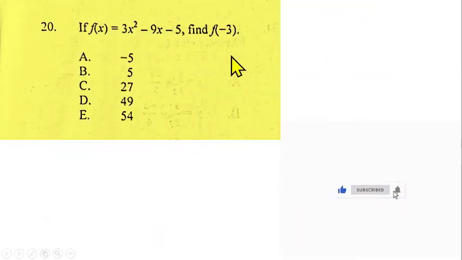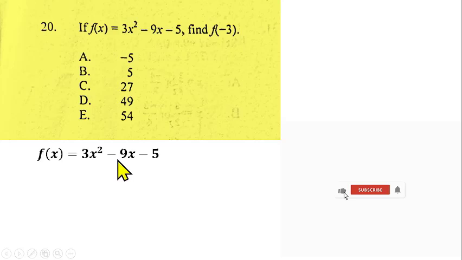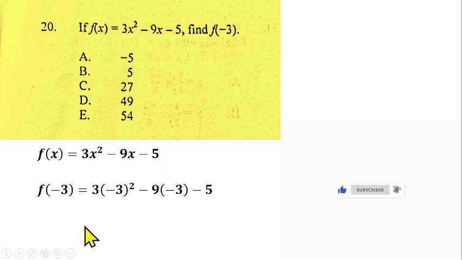Question number 20 is from functions. We have if f of s is equal to 3s squared minus 9s minus 5, we have to find f of minus 3. So f of s is 3s squared minus 9s minus 5. So f of minus 3 means you need to replace your s by minus 3. Wherever you see s here, put minus 3. Then we have 3 into minus 3 squared minus 9 into minus 3 minus 5.